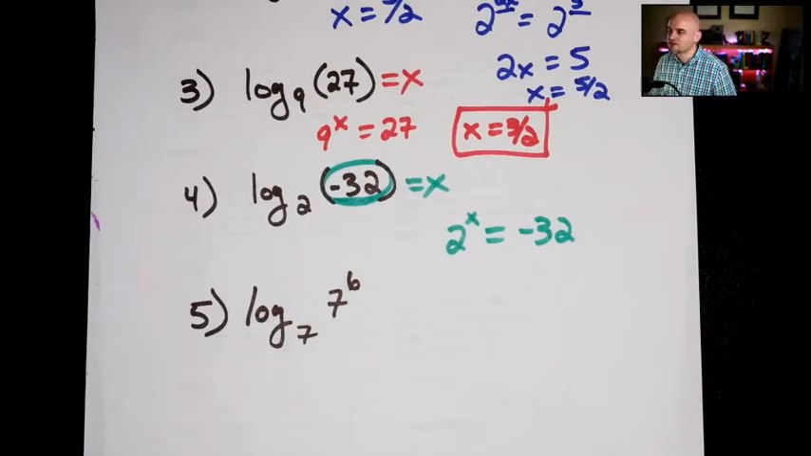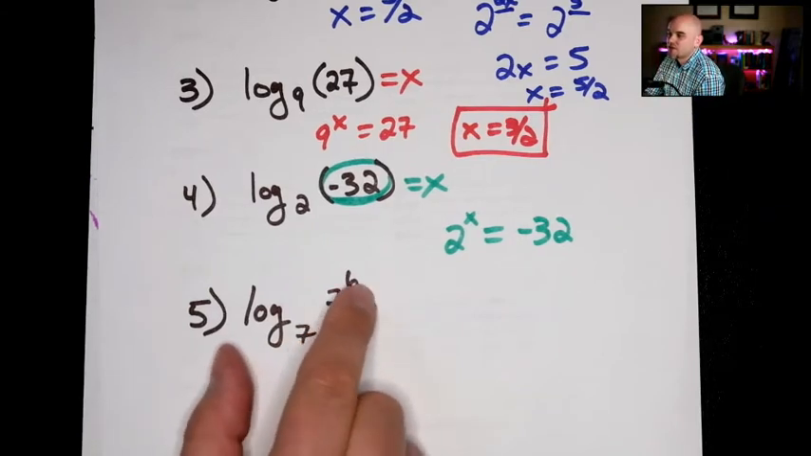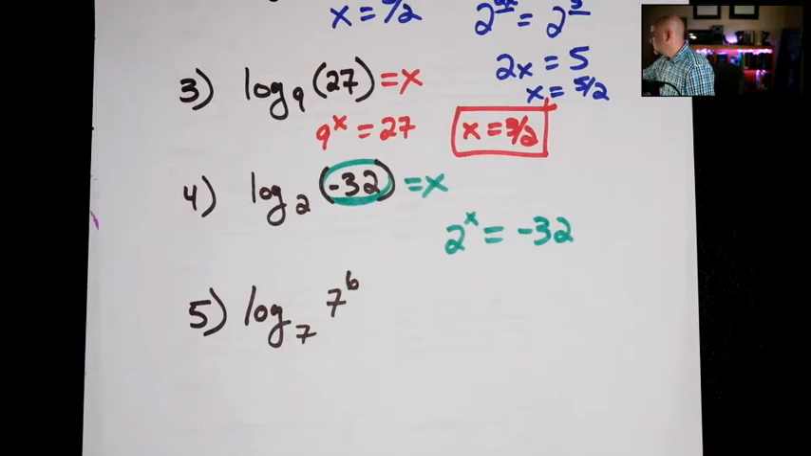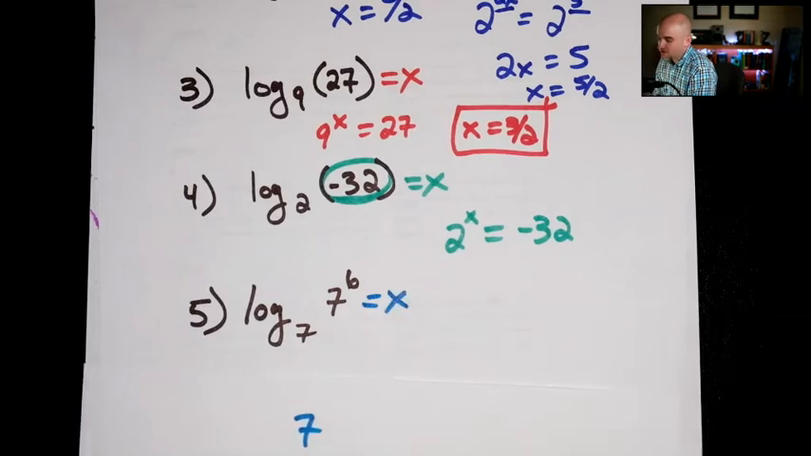Number 5 says, find the log base 7 of 7 raised to the 6th power. So let's take a look at that one. If I write it in exponential form, it's got to have the same base 7. And we can go ahead and call this x right here.